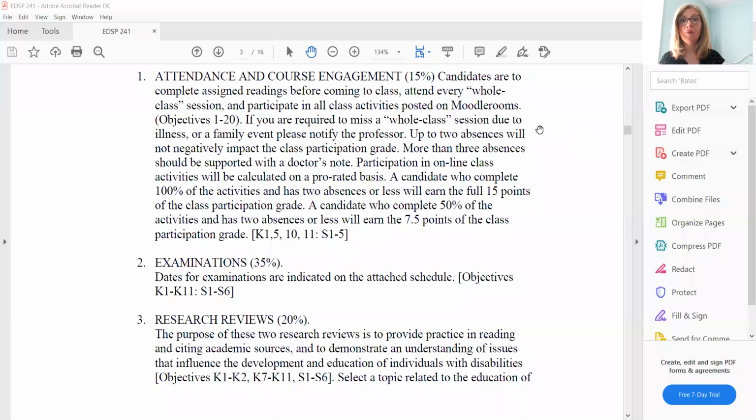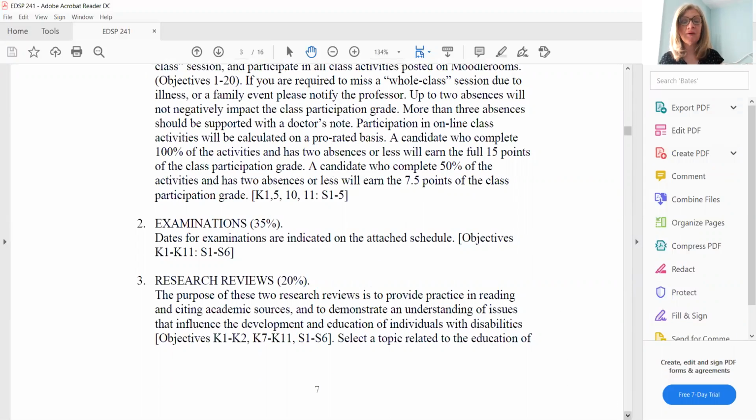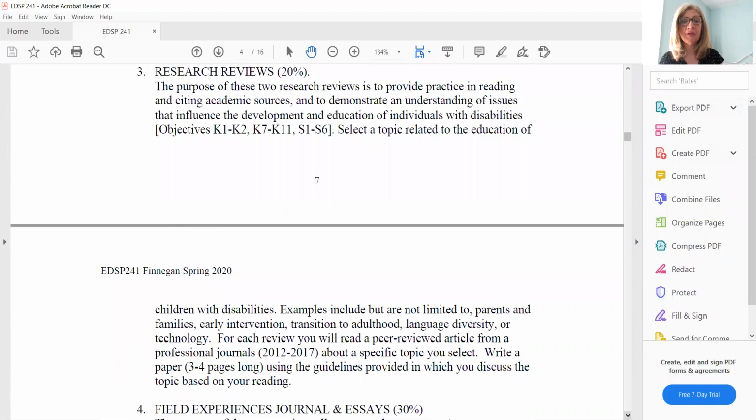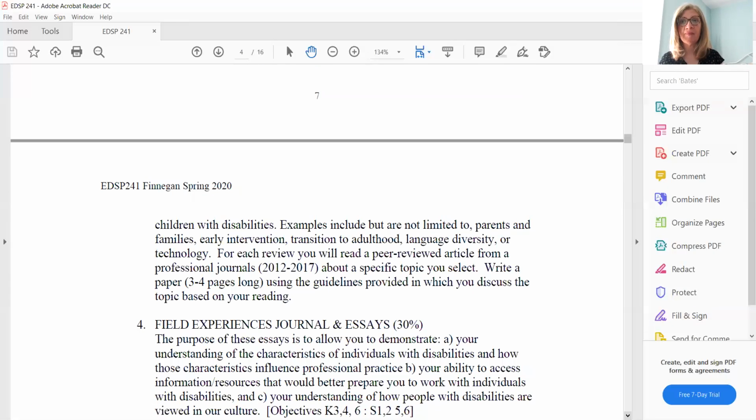So if you look at your course outline, you will see a section which tells you what the assignments are and how much each assignment is worth on your course grade. So in my course outline, here's the section. Attendance is worth 15%. I also explain exactly how attendance and course participation is graded. Examinations are worth 35%. Research reviews are worth 20%. And field experience essays are worth 30%.